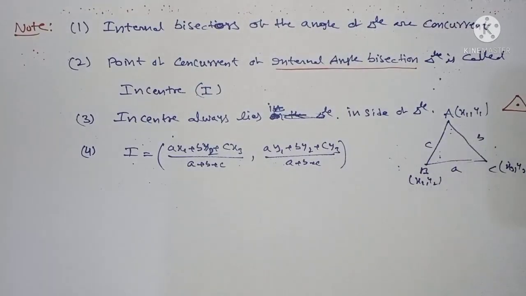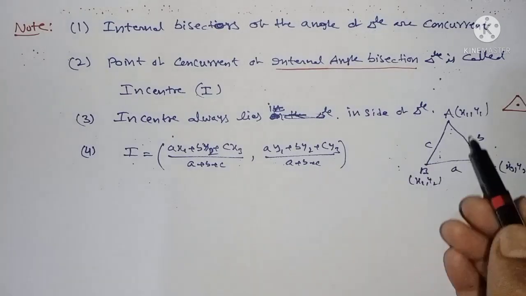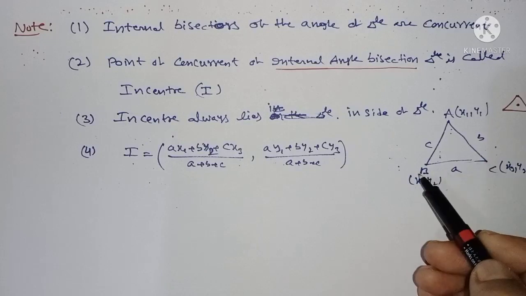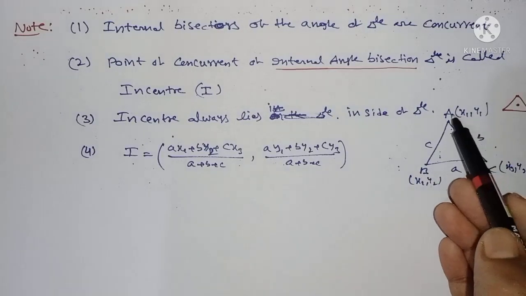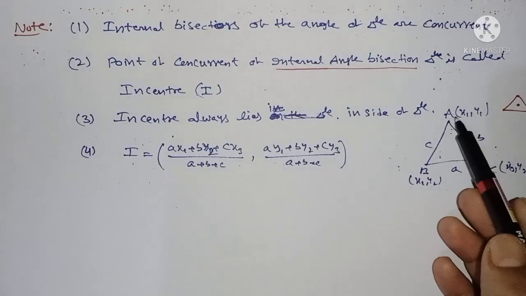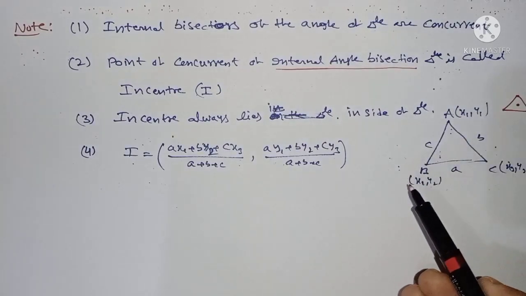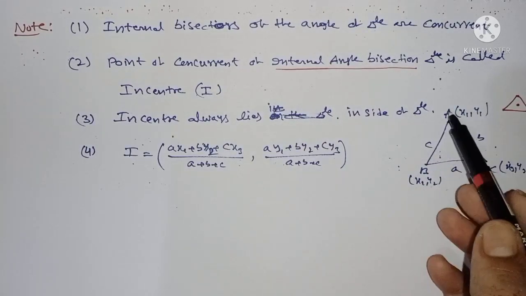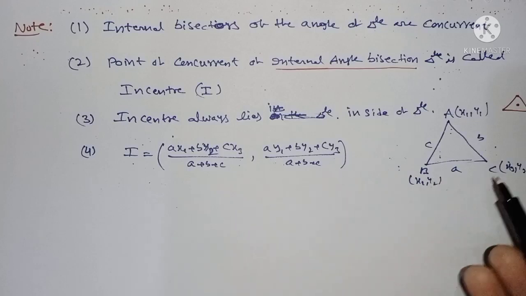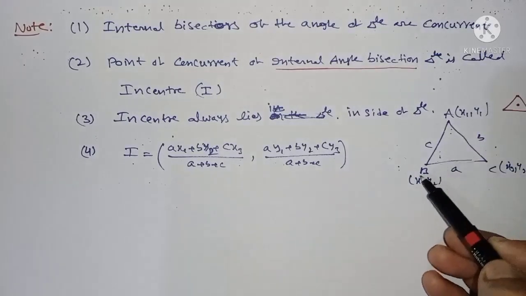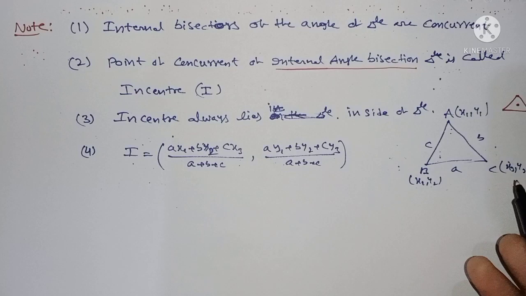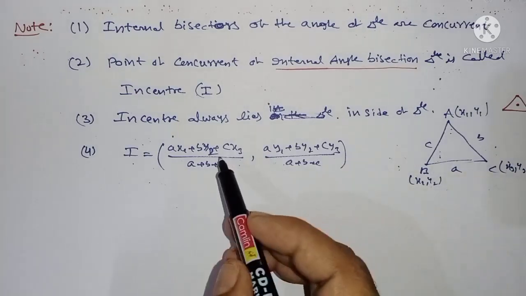If the vertices of the triangle are not given but the equations are given, you can solve AB and BC to get the vertex B. Solve AB and AC to get vertex A. Solve BC and AC to get vertex C.